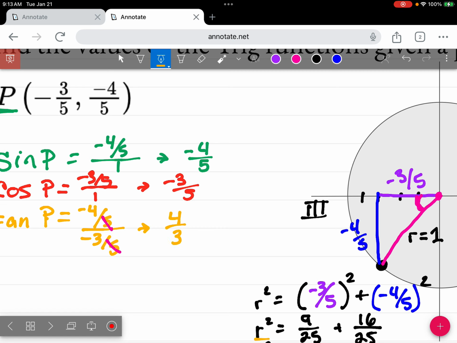From here, we can get our other three trig functions. We know those guys. Those are our reciprocals. So my cosecant of point P, that's the reciprocal of sine, because sine and cosecant go together. So we're going to have our negative 5/4. Our secant of P, that's going to be our reciprocal of cosine. So that's our negative 5/3. And our cotangent of P is going to be our 3/4.